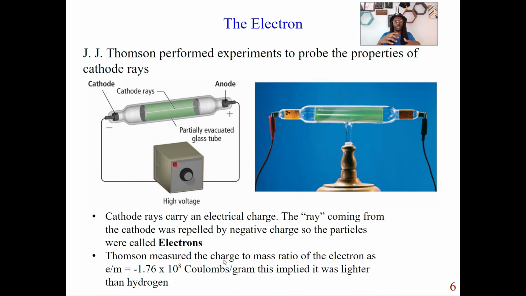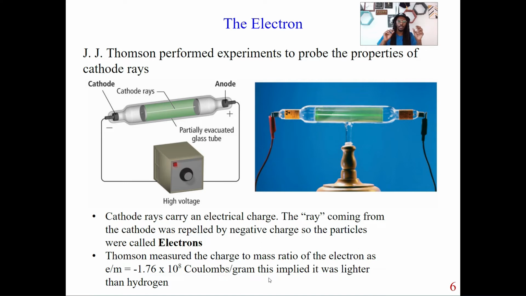He determined the charge to mass ratio of the electron, and he found it was negative 1.76 times 10 to the 8th coulombs per gram. Basically, this is just units. This is the charge by mass. Because it's a charge to mass ratio, you want to make sure your units match, so coulombs per gram.